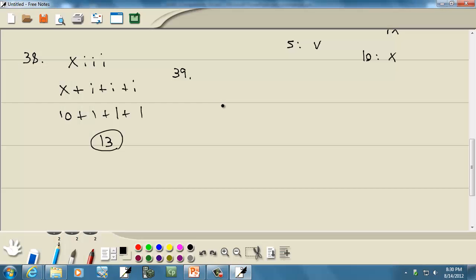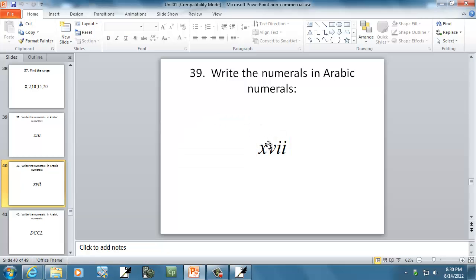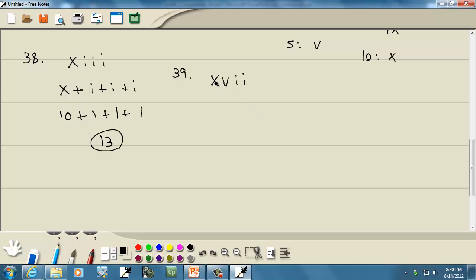Let's look at another one. We got X, V, I, I. Now again, the X is larger than the V, and the V is larger than the I, so that's fine. We don't have to worry anything about that subtracting business. So this is the same as saying X plus V plus I plus I. Well, X is 10, V is 5, looking at the table, and I is 1, and I is 1. So 10 plus 5 is 15, 16, 17 would be your answer.